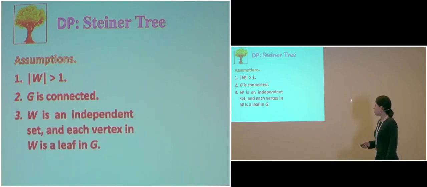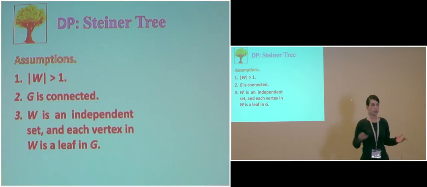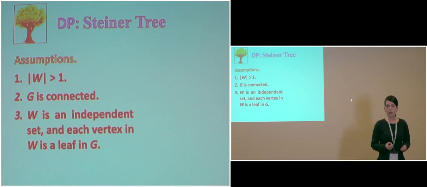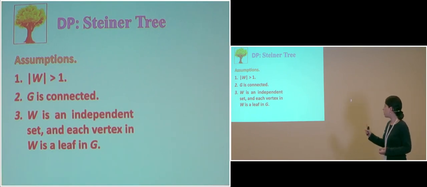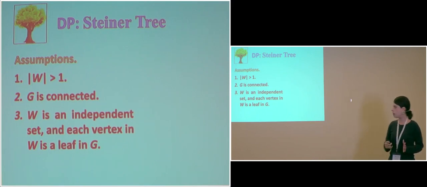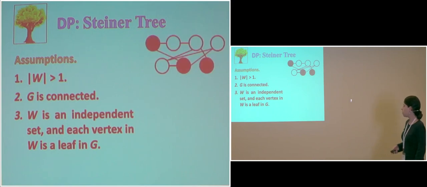Okay? Now, our third assumption is the following. Let's look at the terminal set. Then we can assume that it is an independent set. And furthermore, look at every one of the terminals. It has degree 1 in the graph. It has only 1 neighbor in the graph. We can assume that as well. Why can we assume that?